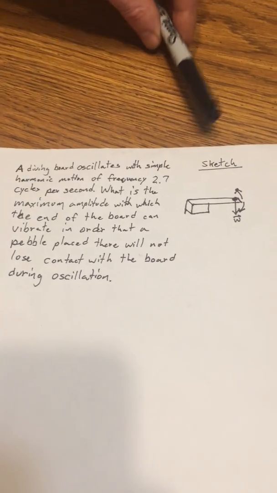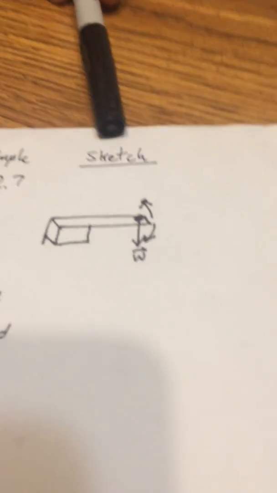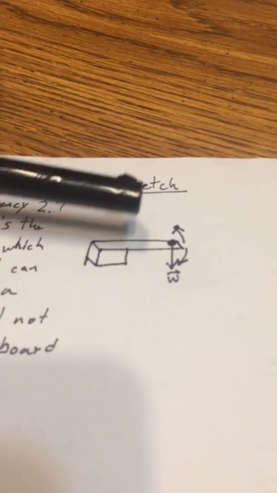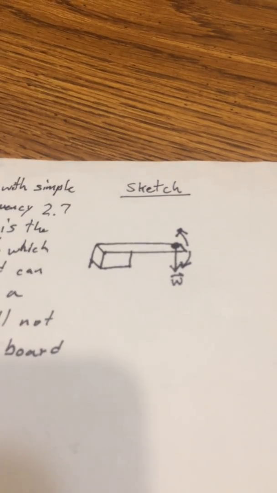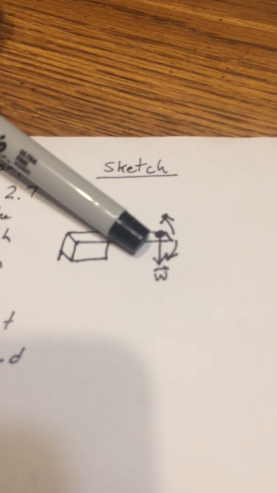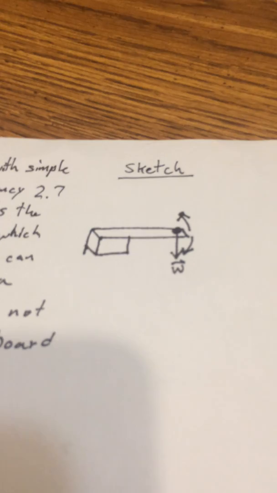So the first step in my problem solving strategy is that I simply drew out a very simple sketch of the diving board. I drew little arrows demonstrating that it's oscillating back and forth, and then that dot right there represents the pebble with the force of gravity acting upon the pebble.